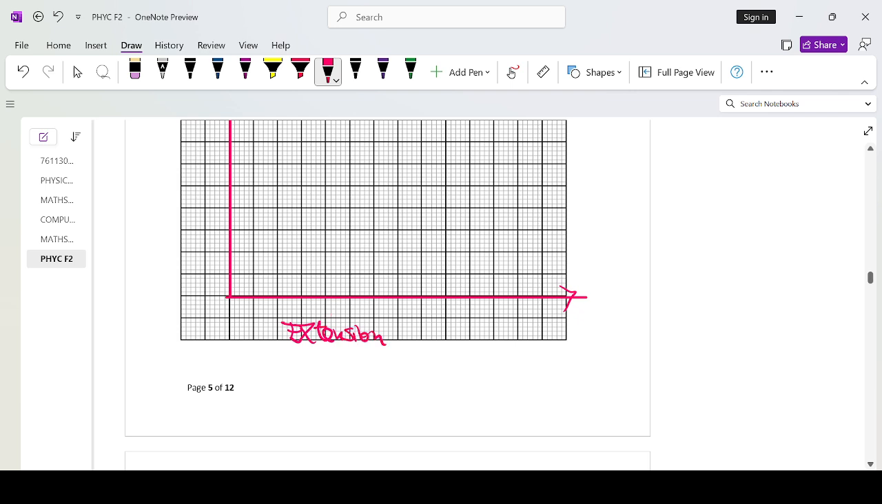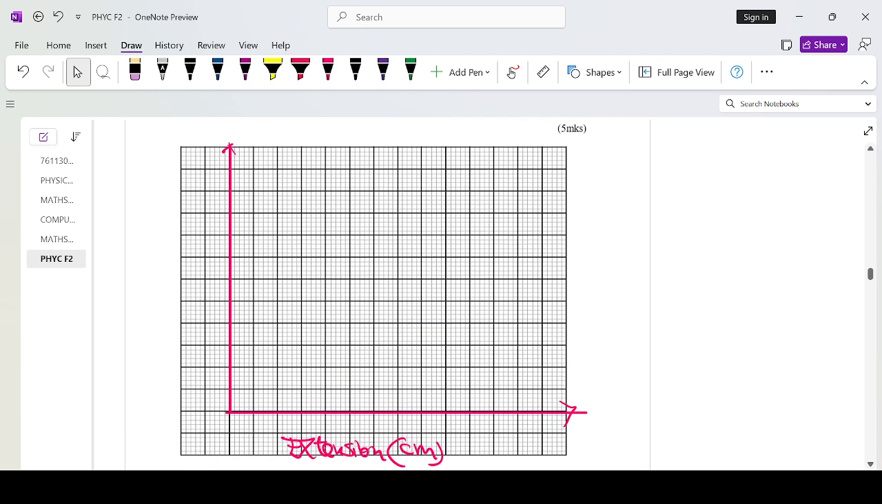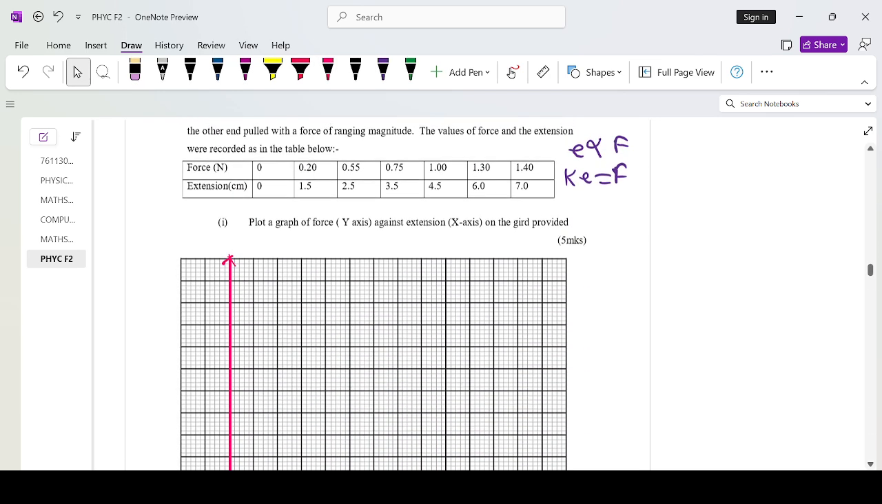You label axis with the correct units. That's how we do the marking. What's the unit for extension? Centimeters. So it's extension, then inside it is centimeters. Then your y-axis should be force in newtons.